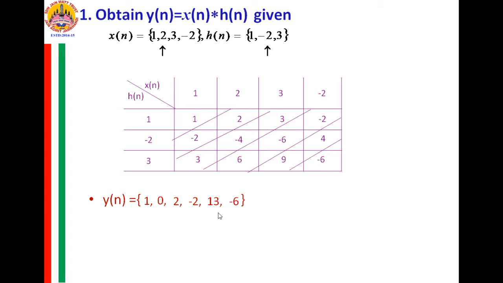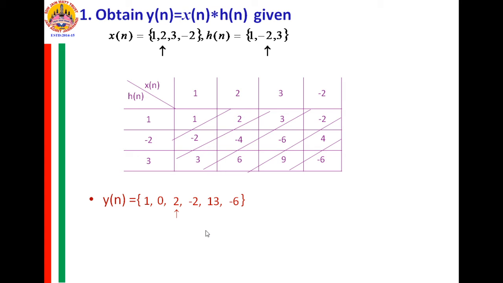So this is the number of samples in y[n]. Total 6 samples you have got. Now where is n equal to 0? We have seen that the left end of y[n] is minus 2. So this is minus 2, minus 1, and this is the 0th element. So we shall mark this. This sample is at n equal to 0. So this is our y[n].